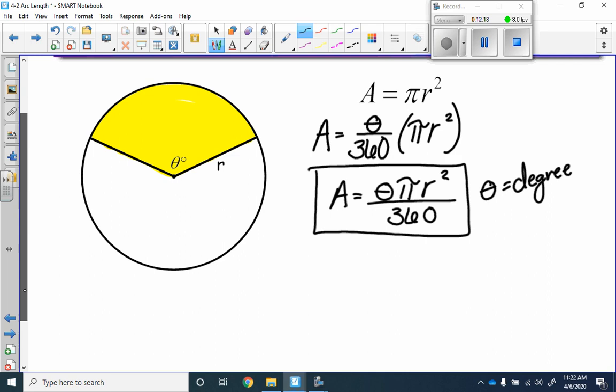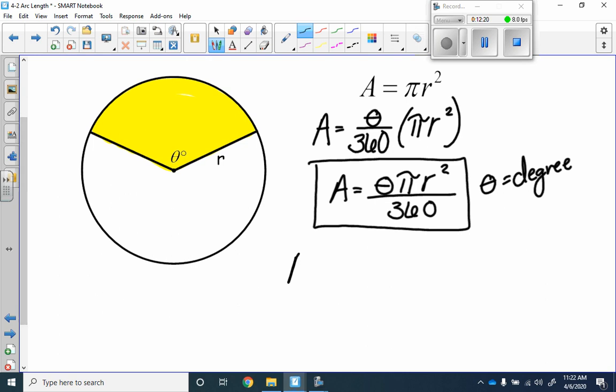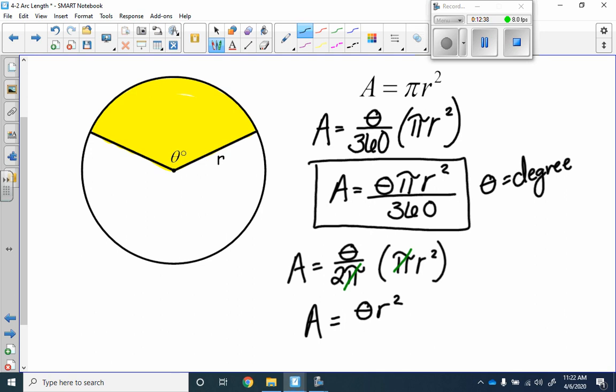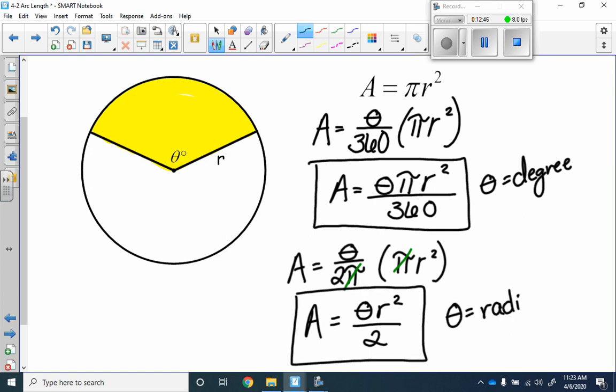Now, if you are working with radians, we would just take theta and divide it by 2 pi if it's radians, multiplying that by pi times the radius squared. And some things are going to simplify here, so the pi's are going to cancel out, and so you would get theta times your radius squared divided by 2. And that would tell you your area for when theta is in radians.